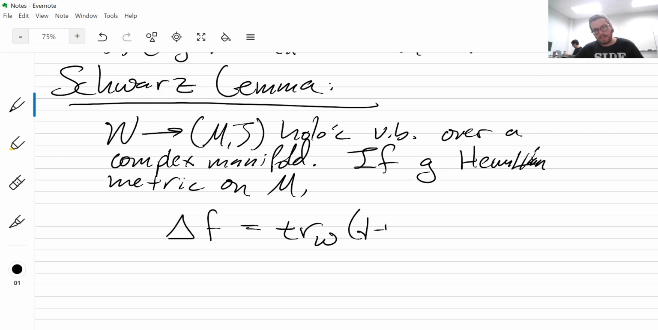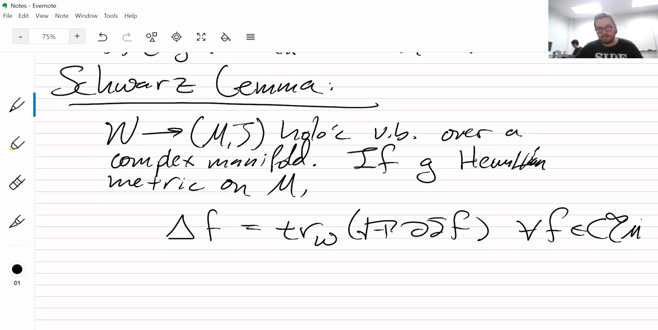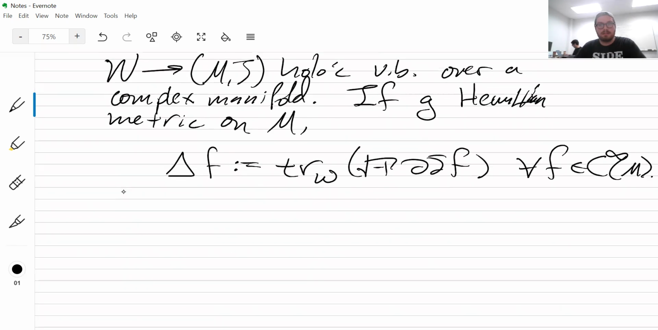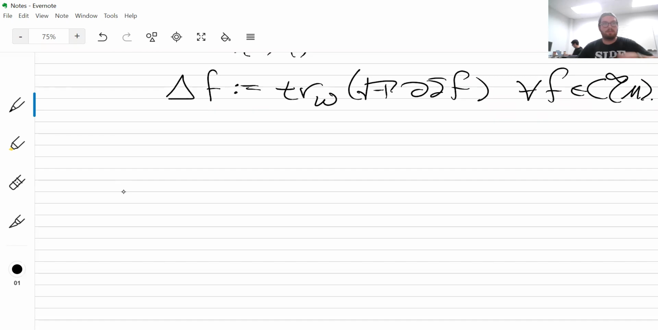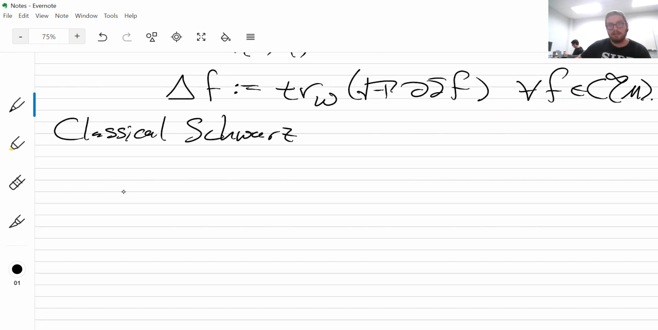The omega trace of i ∂∂-bar f for any smooth function over M. This is just a definition we make to make some of the following make a little bit more sense. All right, so let me start with a statement of the classical Schwartz lemma on holomorphic vector bundles.